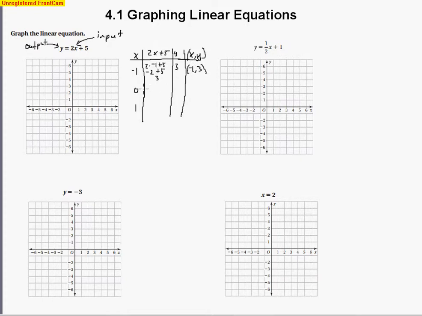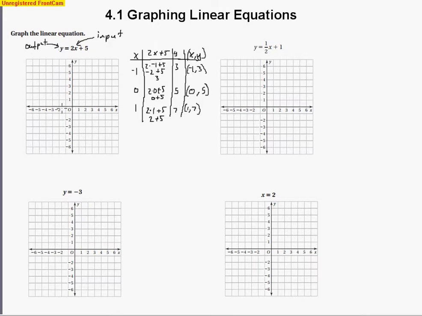And then I go ahead and plug 0 in. 2 times 0 plus 5. So the 2 times 0 makes 0, plus 5 gives me 5. And so my ordered pair is 0 comma 5. For 1, when I plug that in, I have 2 times 1 plus 5. 2 times 1 is 2, plus 5 gives me 7. So 1 comma 7.